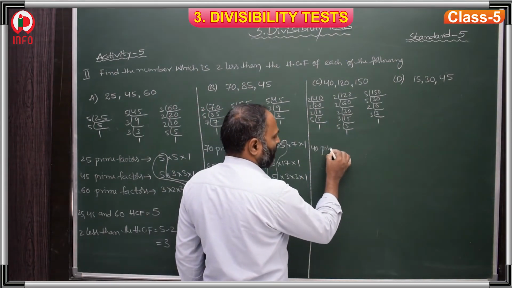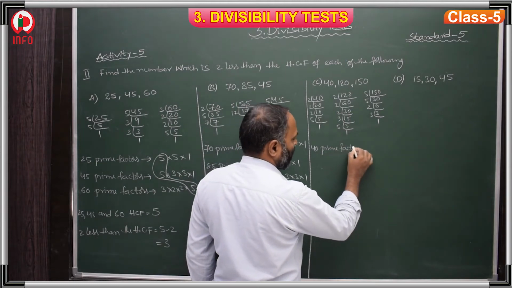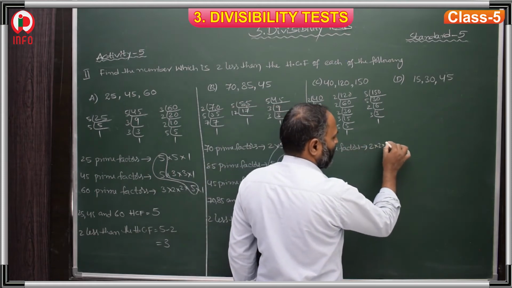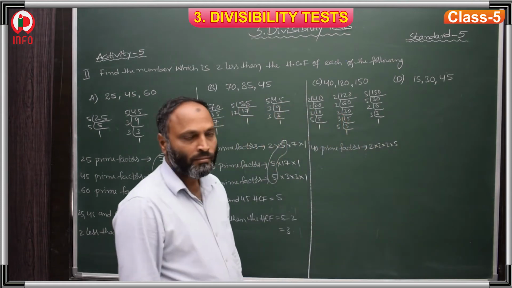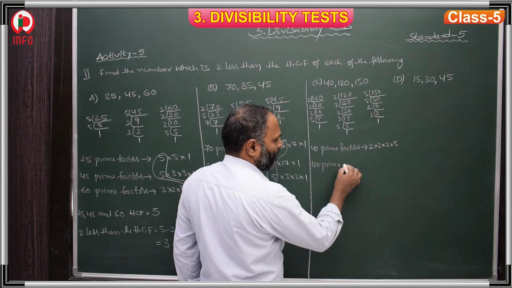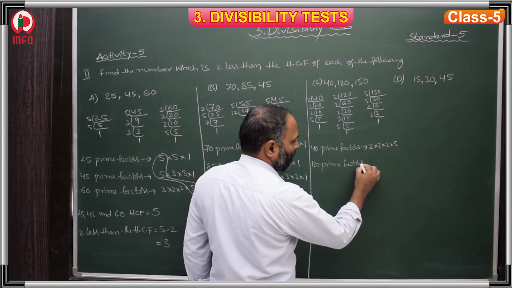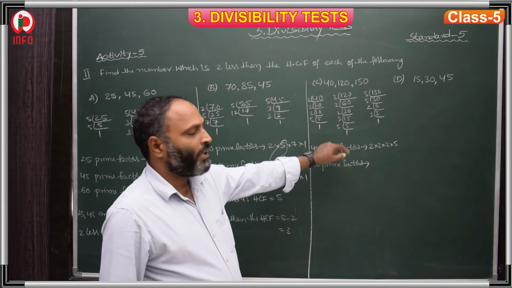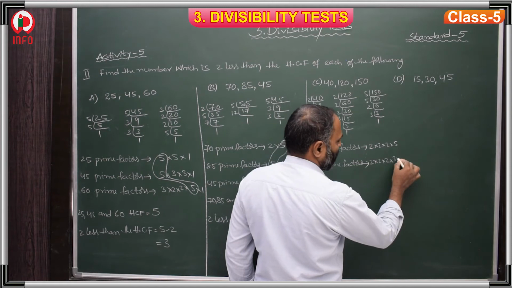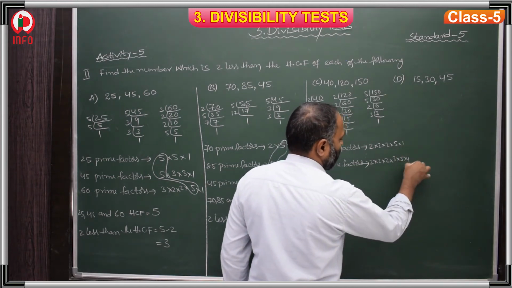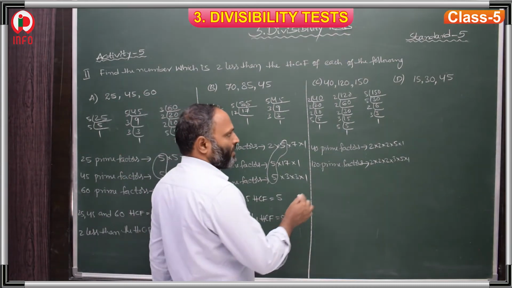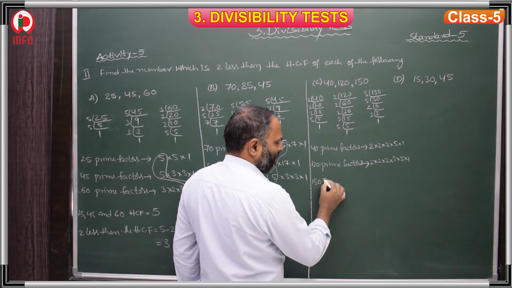Next 40 prime factors: 2 into 2 into 2 into 5. Next 120 prime factors: 2 into 2 into 2 into 3 into 5. How many 2s? 3 2s. Into 1 is there, no need to take that one. If anything is common, then we consider 1, so when co-prime numbers are there. 150 prime factors.